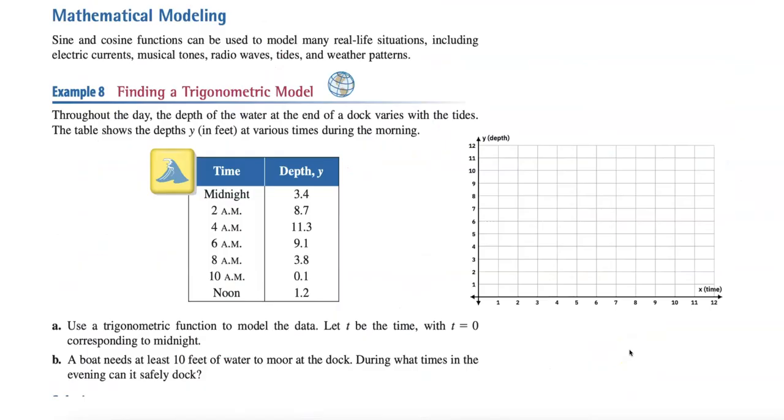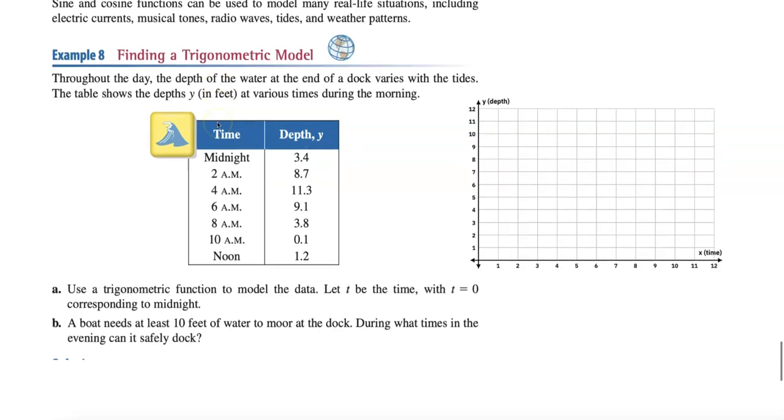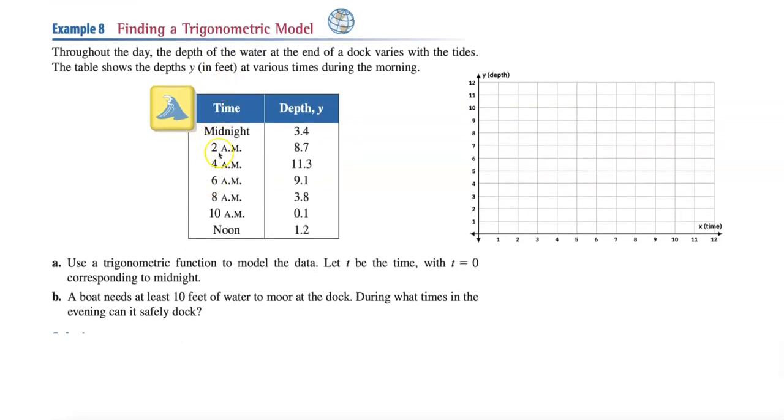Okay, last one, we're going to do mathematical modeling, which is the same thing we just did, but now with a word problem. So here we're at a dock and the sea level is going up and down, starting at midnight. They want us to use a trig function model to model the data. Let t be the time with t equals 0 at midnight. So this is 0, 2, 4, 6, 8, 10, and 12.